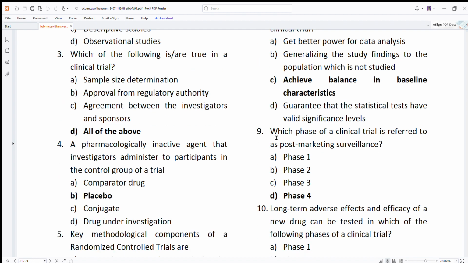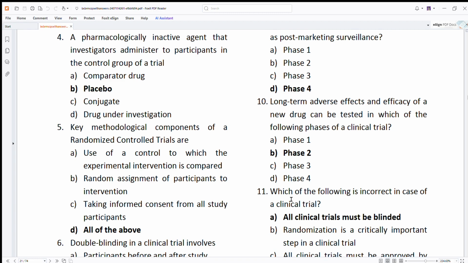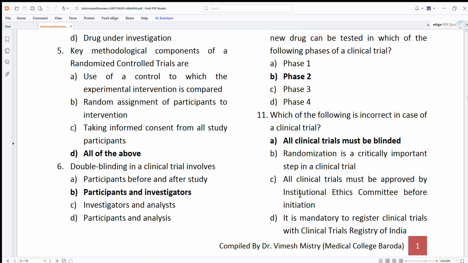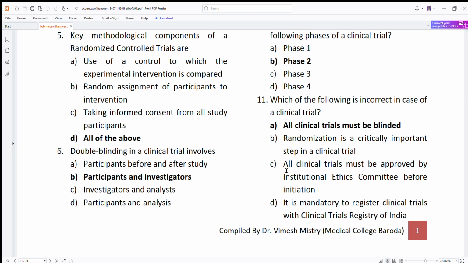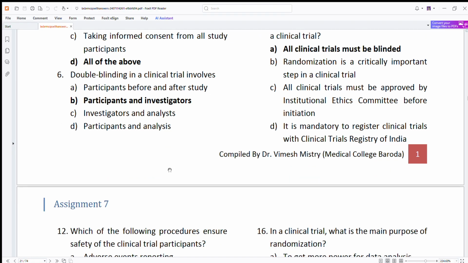Which phase is referred to as post marketing? Phase 4. Long term adverse effects in efficacy, phase 2. Correct. The following is incorrect in case of a clinical trial: all clinical trials must be blinded. This is false because I did an open label study. I didn't do blinding when I did a clinical trial in Era Medical College. I did an open label study. The subjects were fully aware of the medicine they were taking. So this is not important, and everything else is extremely important.